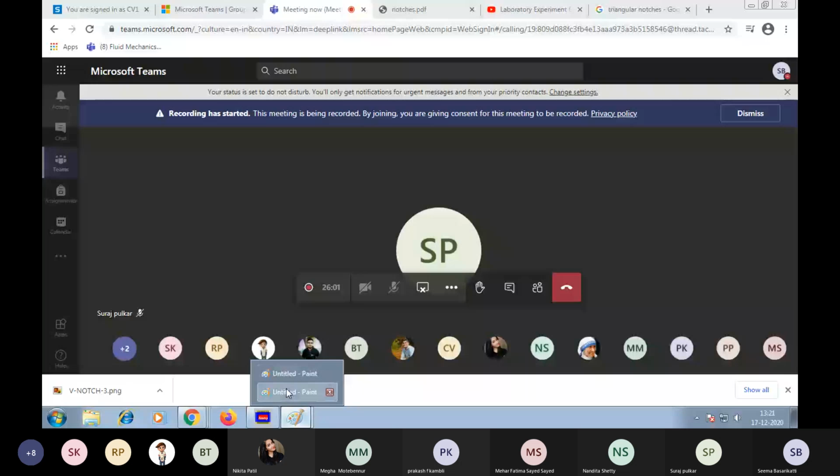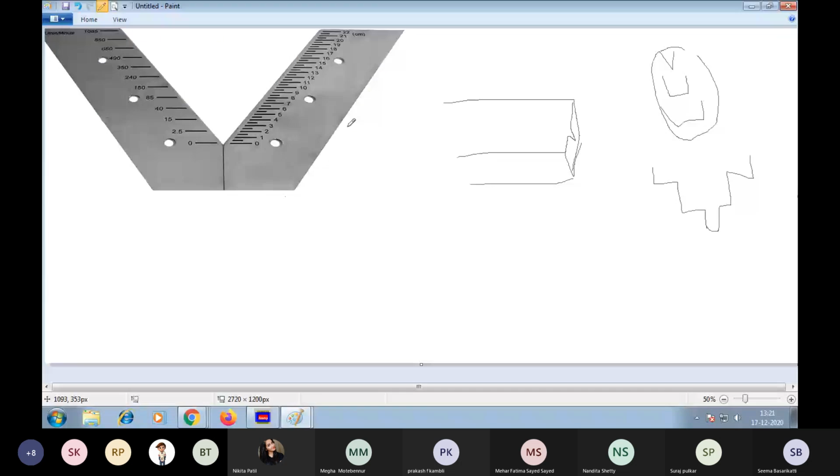So these are the different types of notches depending upon the shape. This is a triangular notch. The notch is nothing but a thin metallic plate which is fixed. Here you can see the small openings. We are going to fix the notch to the end of the canal or a channel.